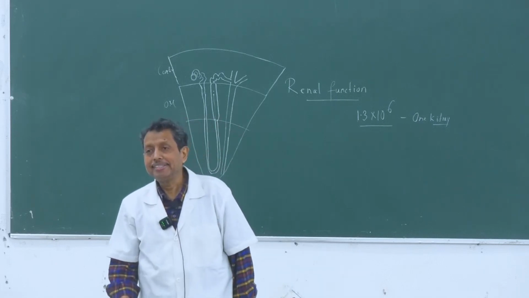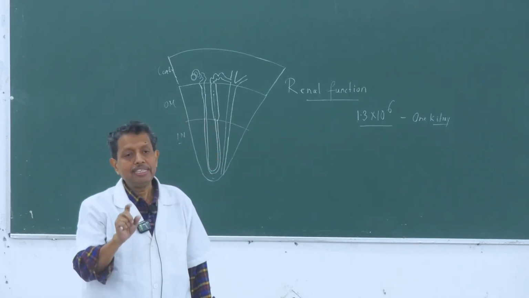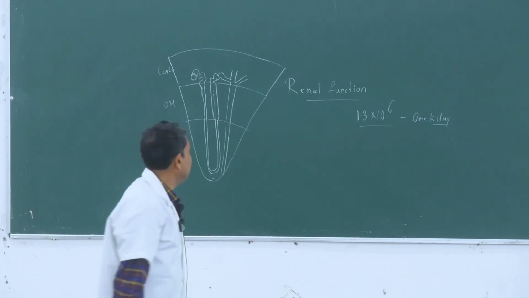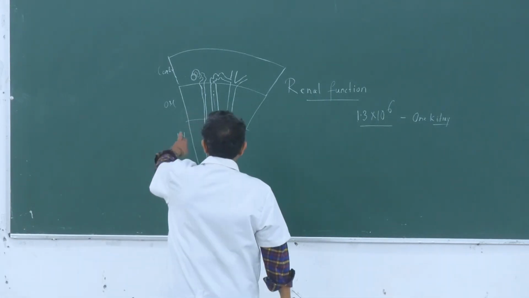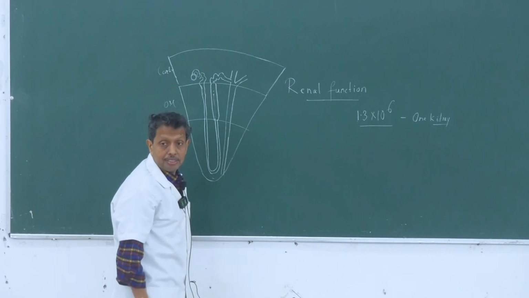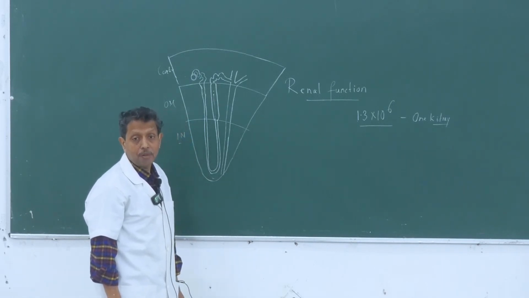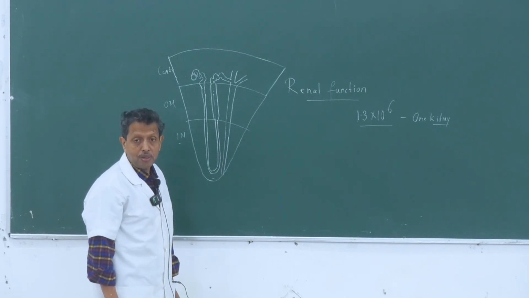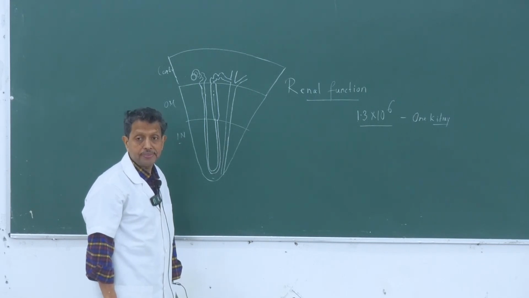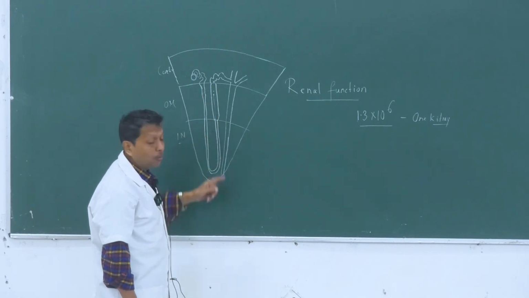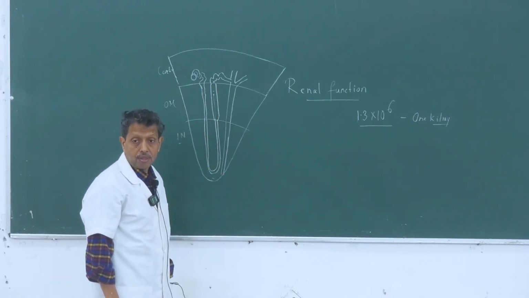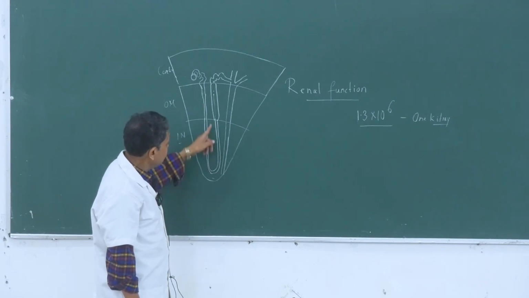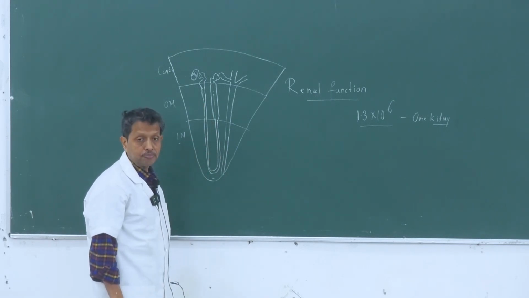In your text, you will find the exact figure. Here there are these glomeruli, some are superficial, they are cortical nephrons, and this is a juxtamedullary nephron, and it has a long loop. Cortical nephrons have a shorter loop of Henle, but in the juxtamedullary nephron the loop of Henle is prolonged.